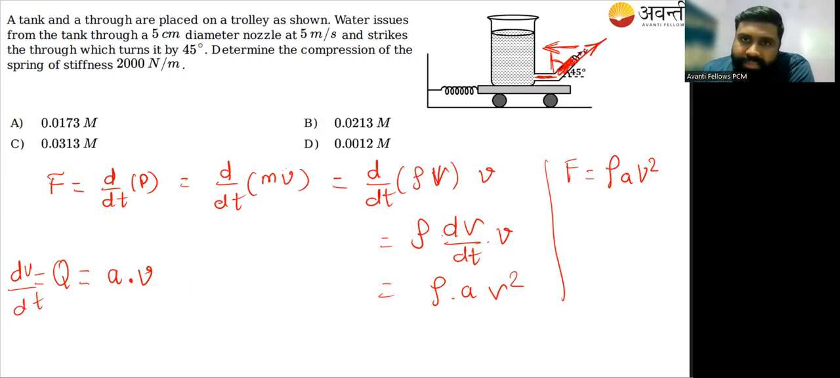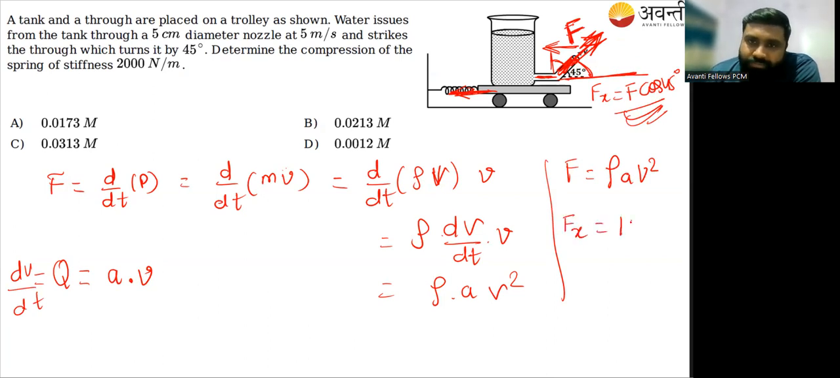But this force has a direction at 45 degrees, and the spring will compress in the horizontal direction. So only the horizontal component of this force, which is exerted by water, will compress the spring. So this Fx equals F cos 45 will compress the spring. So Fx equals Kx, where x is the compression in the spring, or the spring force you can say.